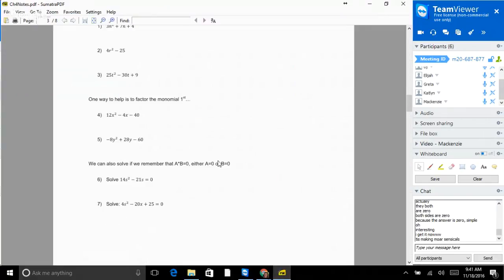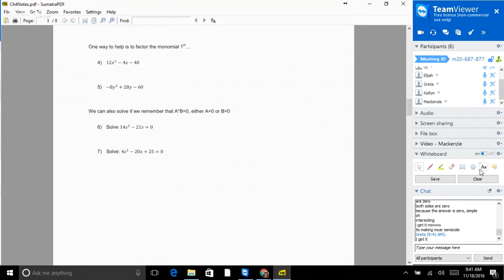So let's tackle this last one so we can get you on your way. Solve 4s squared minus 20x. That's totally not going to work the way I have it written. Let's actually change it so that we can solve it. Let's solve 4x squared minus 20x plus 25.